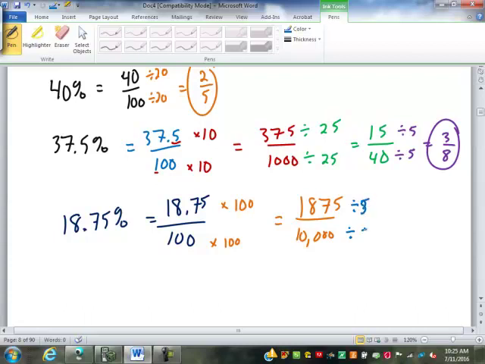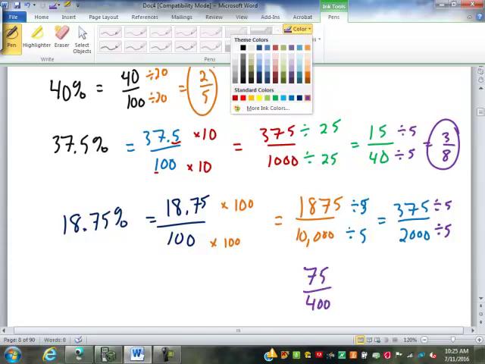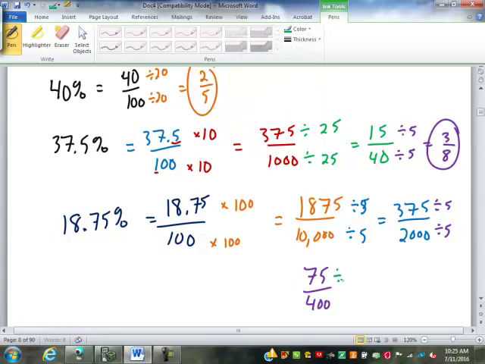Divided by 5. Let's start with 5. So if we divide by 5, that gives us what? 375 over 2,000. Okay, and then what? Let's divide by 5 again, which will give us 75 over 400. And then divide by, I'm going to jump up to 25 here. Gives us 3/16.